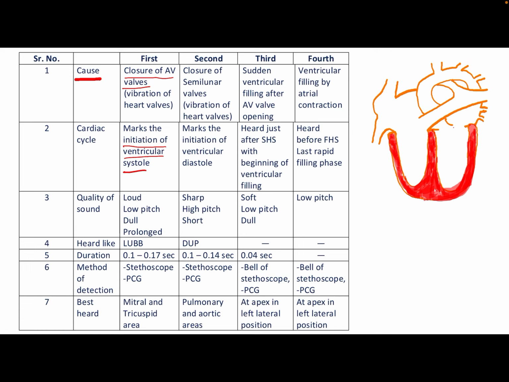So this is the heart, and these are the atrioventricular valves, the mitral valve and tricuspid valve. During the starting of the systole, these valves close. While closing, they make a sound. This sound is nothing but due to the vibration of the heart valves or their cusps. So the first heart sound is caused by closure of AV valves, due to the vibration of the heart valves, and it marks the initiation of ventricular systole.